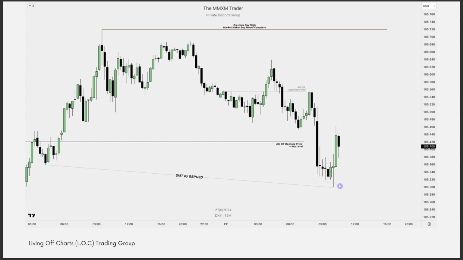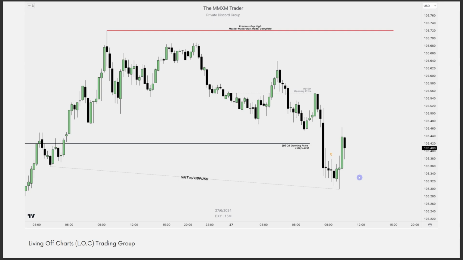There was also a 4-hour fair value gap and order block below here. And we have that SMT, right? So we're lining up that step-by-step approach. Every time, it's the same every time. We keep it mechanical. So now we see a market structure shift up here, right? So now we have something to work with.